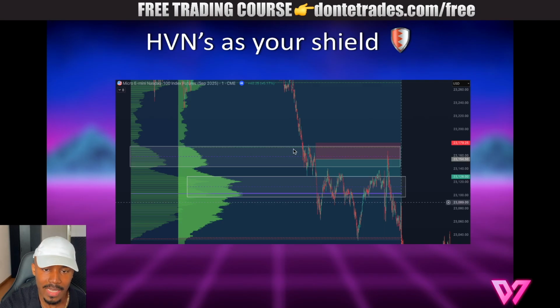So in this case here, we had this high volume node in confluence with the value area high, and we had literally just pushed really strong down to the downside.